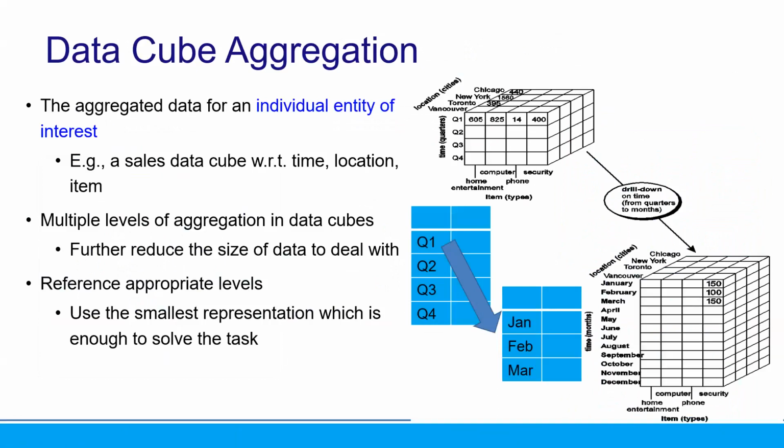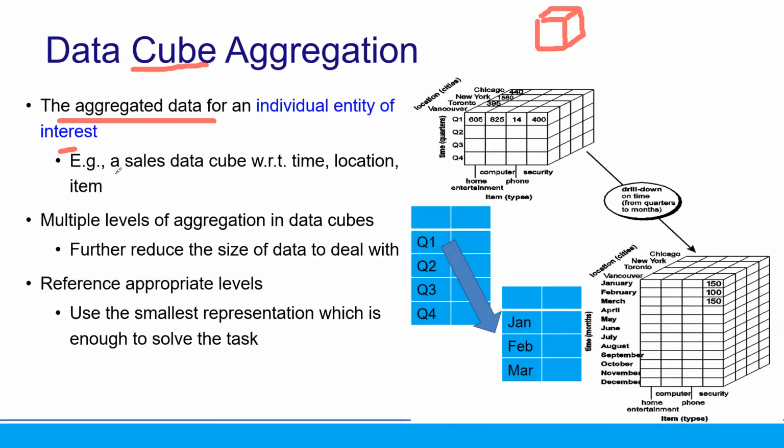We can also reduce the amount of data using data cube aggregation. The aggregated data for an individual entity of interest, we can make it as a cube. You know cube? A cube is a small box. So we call this a cube.